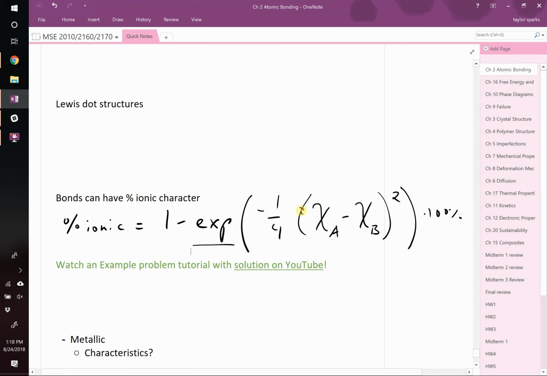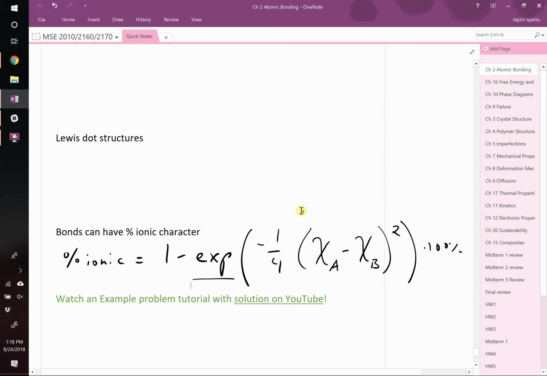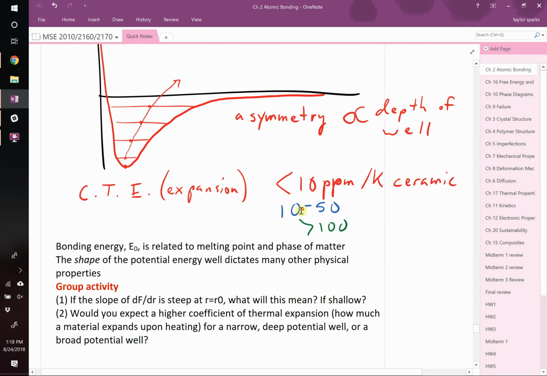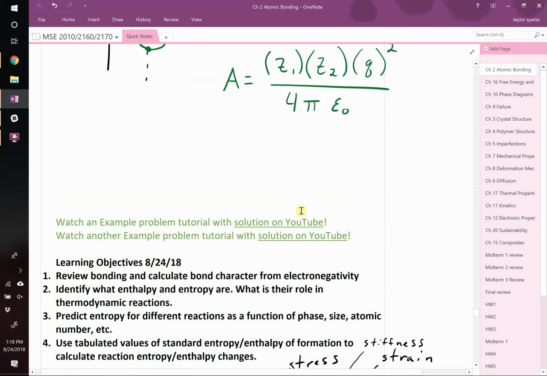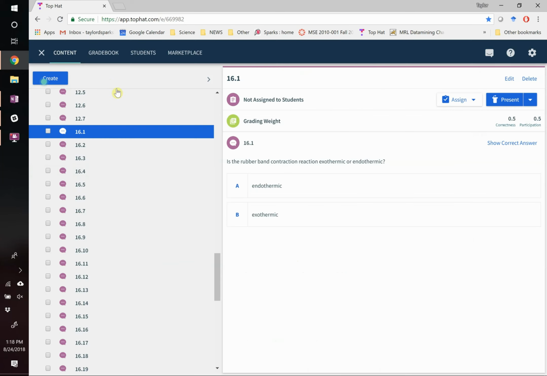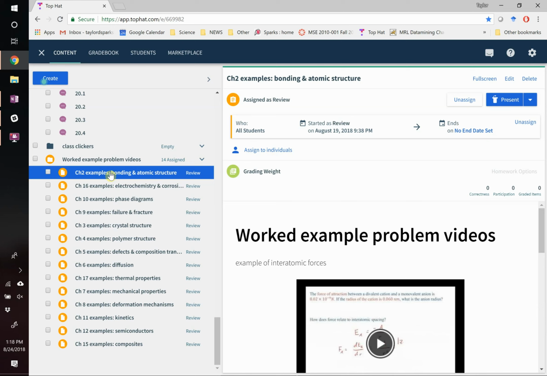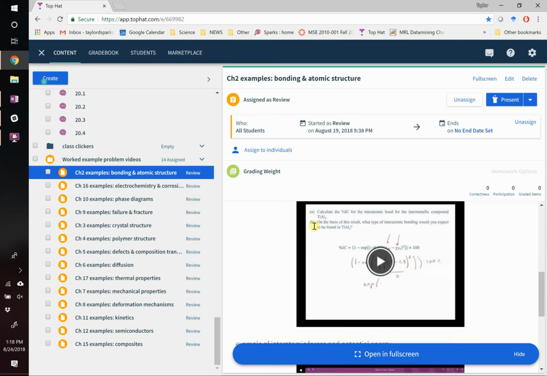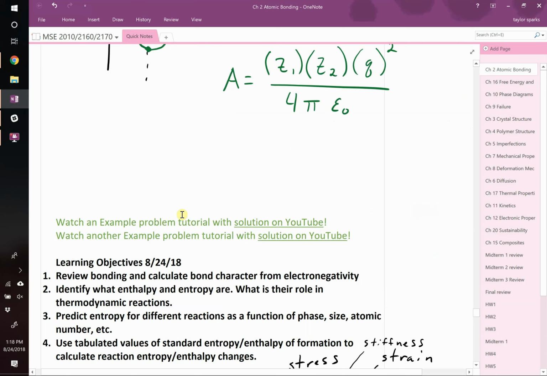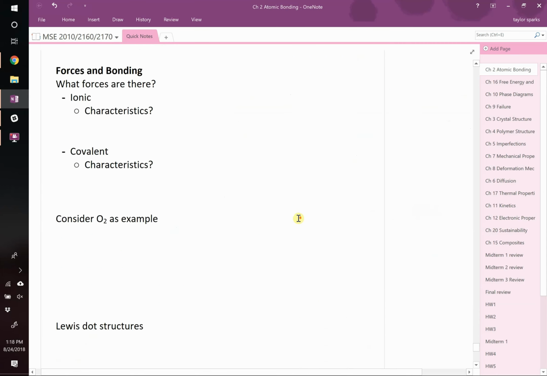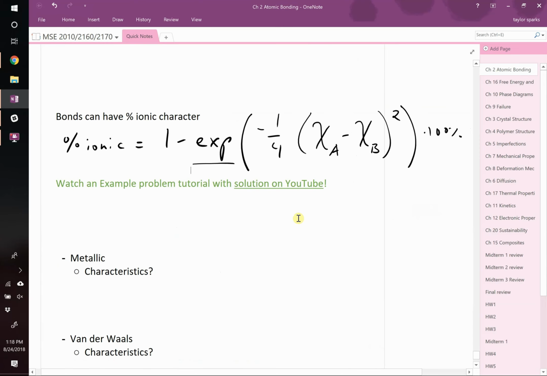Let me just point out that some of the questions here are tricky, and I've done examples. So again, you can either go to Top Hat and follow. Let me show you on Top Hat where it's at again. If you go to chapter 2, you should be able to see these on the worked example problems. You can see these things worked out, or I've embedded them right into our notes, and you can just click on the YouTube links for example problems of these types. Are there any questions before we move on?